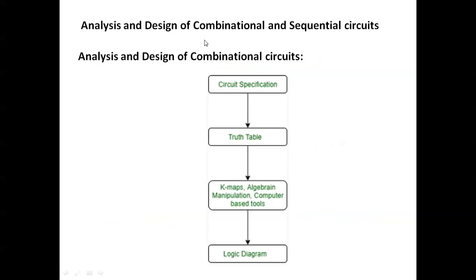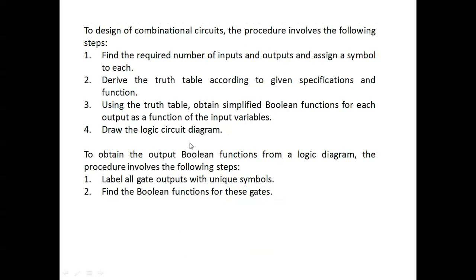Here we analyze combinational and sequential circuits for RTL design. How can we analyze and design combinational circuits? First we take the circuit specification and truth table, K-map, algebraic manipulation, computer-based tools, and the last one is the logic diagram. So circuit specification, truth table, K-map, and logic diagram. This is the basic design procedure of a combinational circuit.